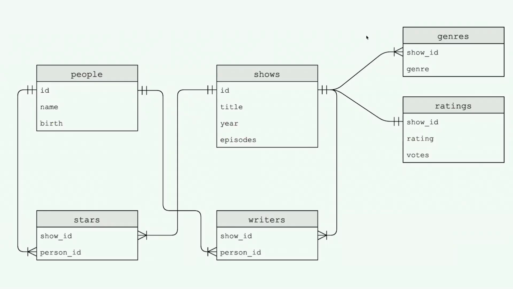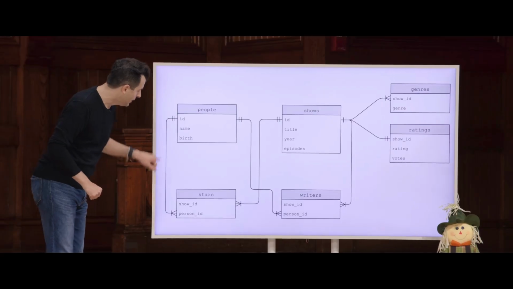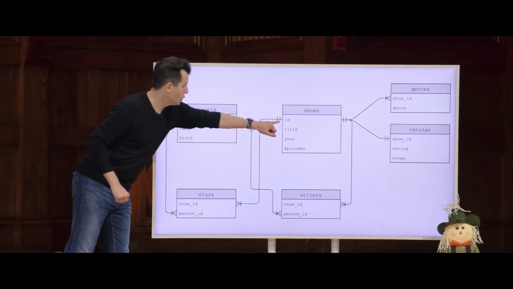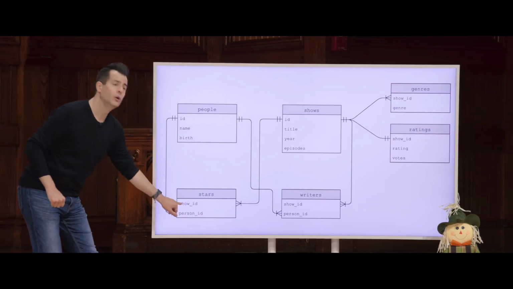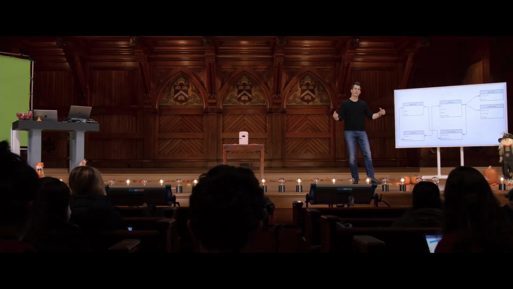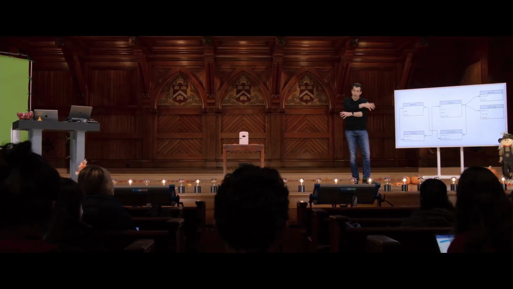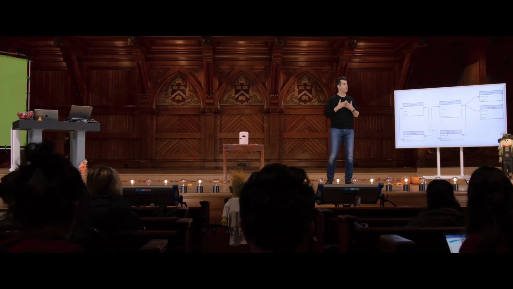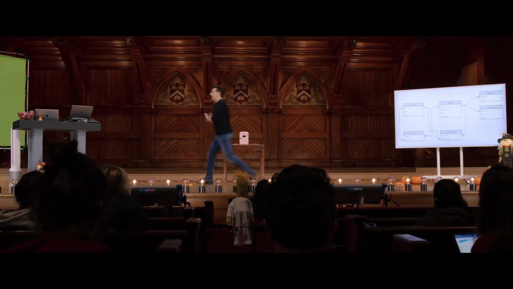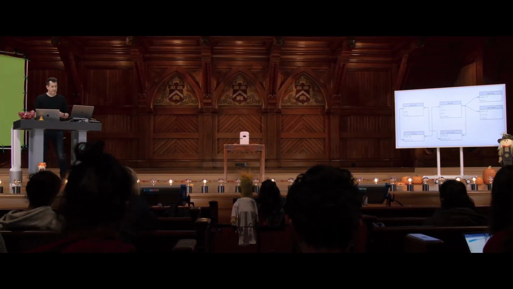These lines here are drawn literally to line up with the corresponding things. People's ID lines up with person ID. Show's ID lines up with show ID. And so you're just seeing a graphical version, graphical code, that creates these relationships. Now, given that, let's actually see what these things look like.